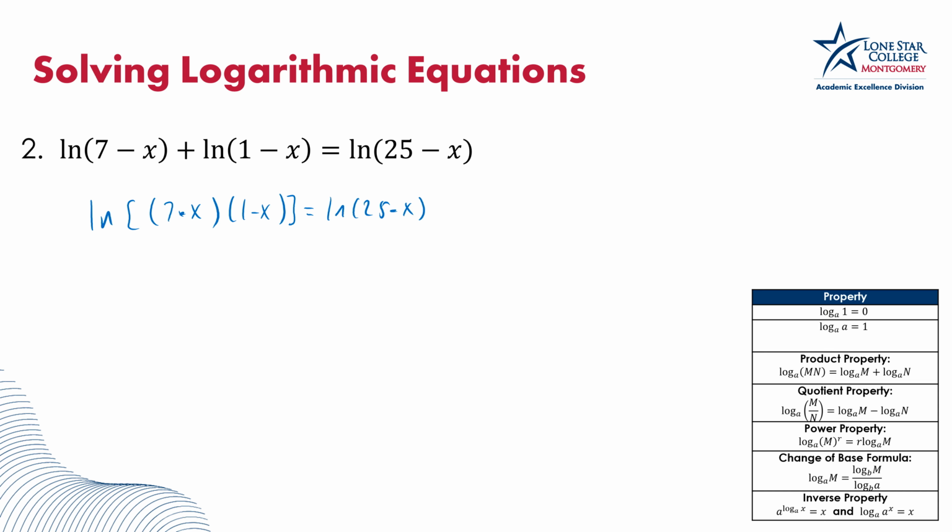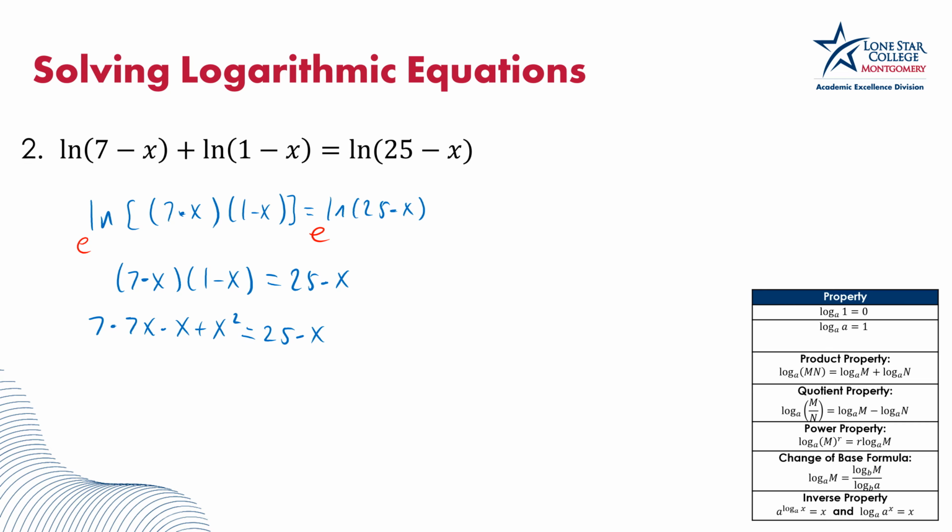Alright, so now both sides are natural logs, which is a log with a base of e, so we apply the inverse property to both sides by doing the base of the log, e, and what's going to happen is this will simplify to 7 minus x times 1 minus x equals 25 minus x. Now we can expand the left-hand side by foiling. We get 7 minus 7x minus x plus x squared equals 25 minus x.